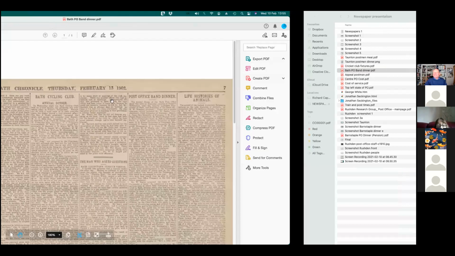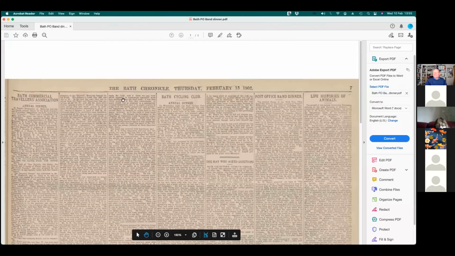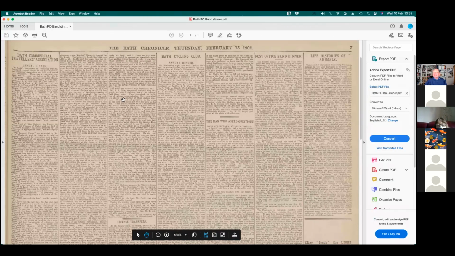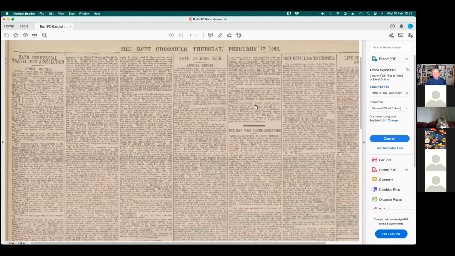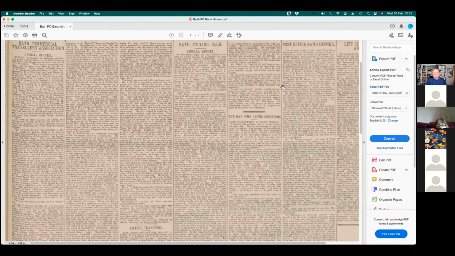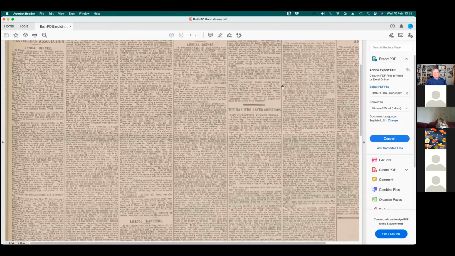This one is the post office band dinner. So the Bath postmen had a band, and this is not actually uncommon. There's one or two where they took up a whole platoon of the local civil defence, and they had dinners usually, and you can sometimes get the orders printed in the local paper about where they were to go to have their evening of military practice.